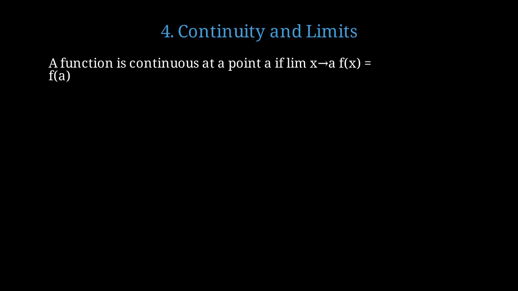Now, let's discuss the relationship between continuity and limits. A function f is continuous at a point a if the limit of f of x as x approaches a is equal to f of a. This means that the graph of the function has no gaps or jumps at the point a, and the function can be drawn without lifting the pencil from the paper.